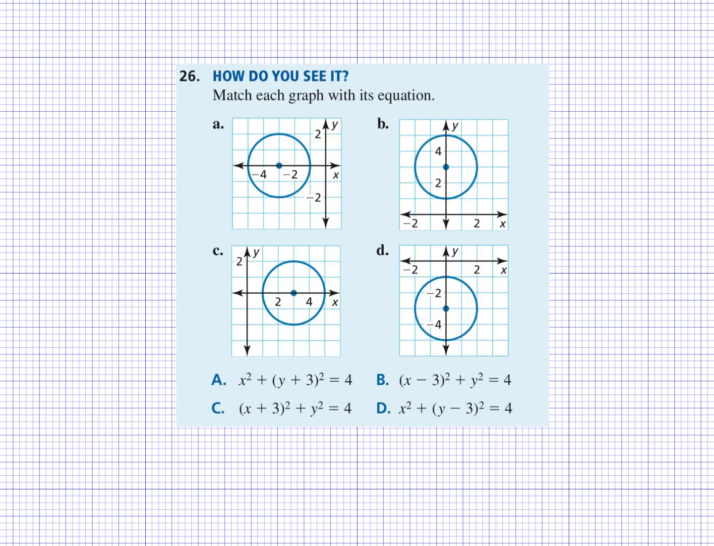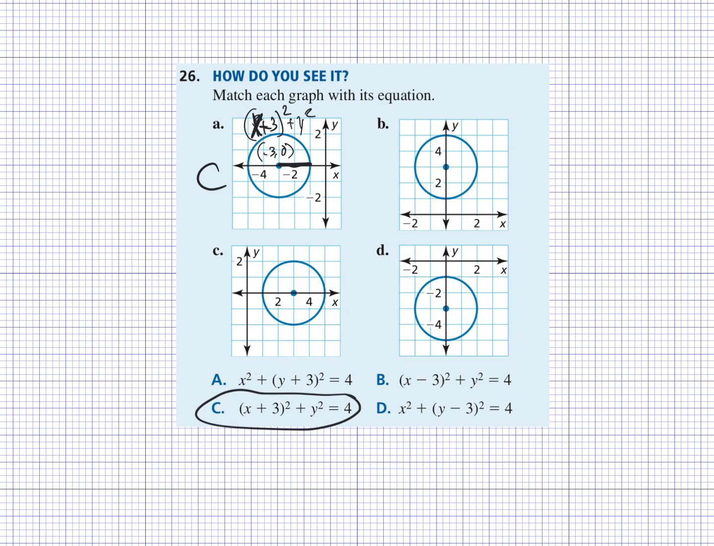Now, this is just a little extra one here. Match the graph with what we have. So let's just look at A. The center is at (negative 3, 0), which would be (x plus 3) squared, plus y squared because the other value is 0. So which one has that? (x plus 3) squared plus y squared. And then what's your radius? Your radius is 2, so radius squared would be 4. So this would be C.